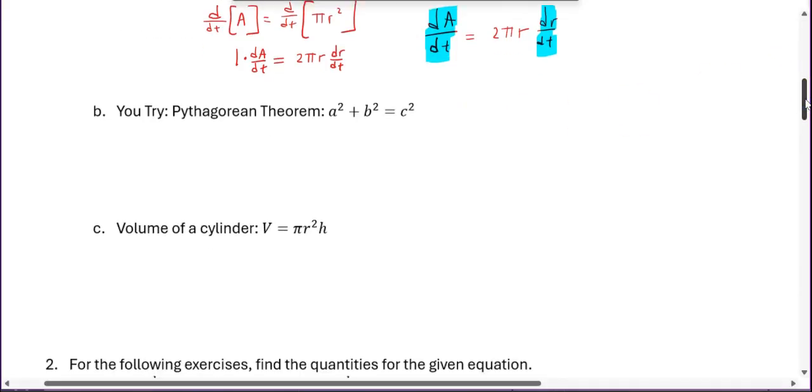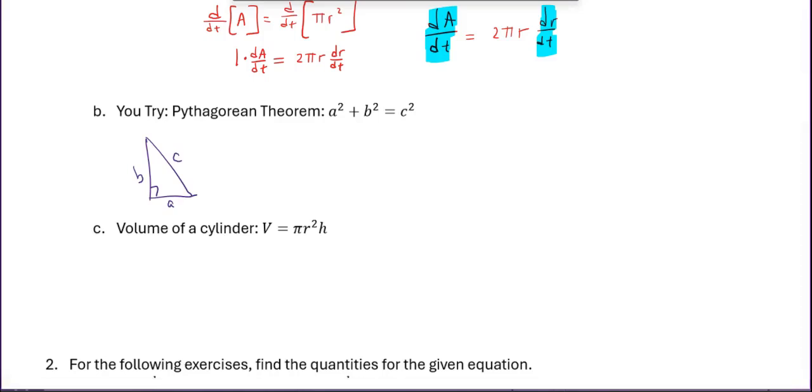Pause the video. Okay, maybe take a look at that. Remember, the Pythagorean theorem is if you have an a and a b, it can be either side of the legs, and a c, the relationship is a squared plus b squared equals c squared. If we take the derivative with respect to time of both sides of this equation, let's see what we get.